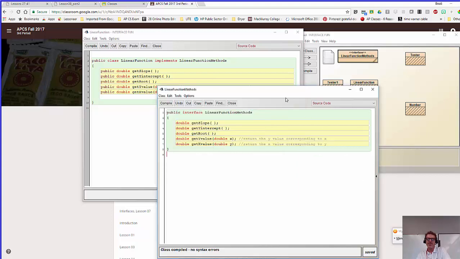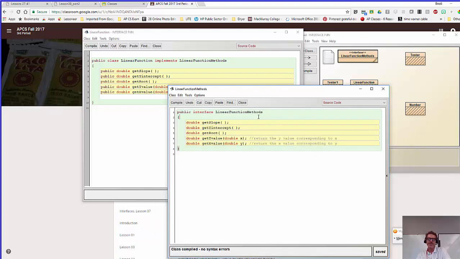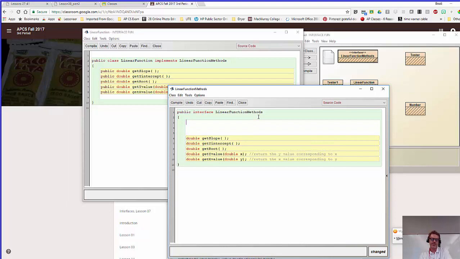Okay, so I just tried to explain to the class here in period 3 that this project is all about our old friend y equals mx plus b, where b is the y-intercept and m is the slope. Sometimes they call x the root if y is 0. You know that language from middle school math. All right, so that's what we're doing here in this linear function class.